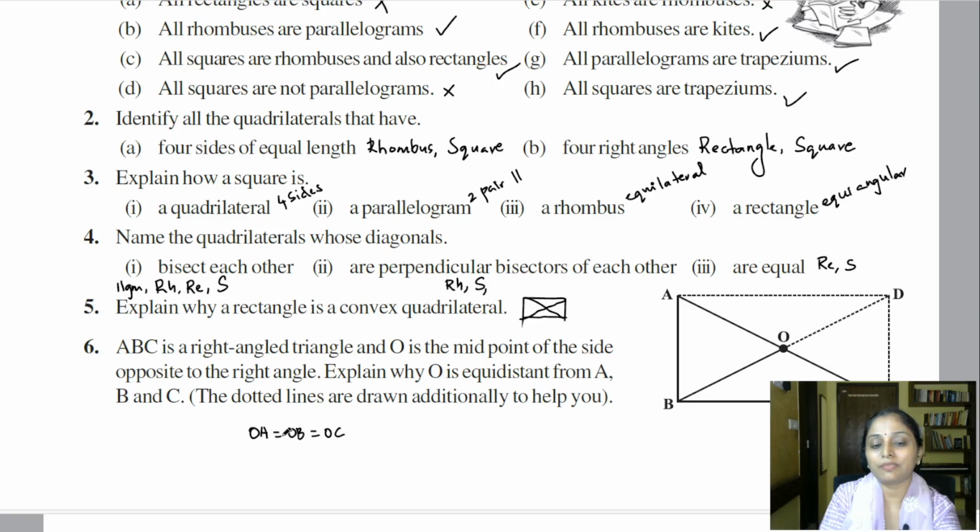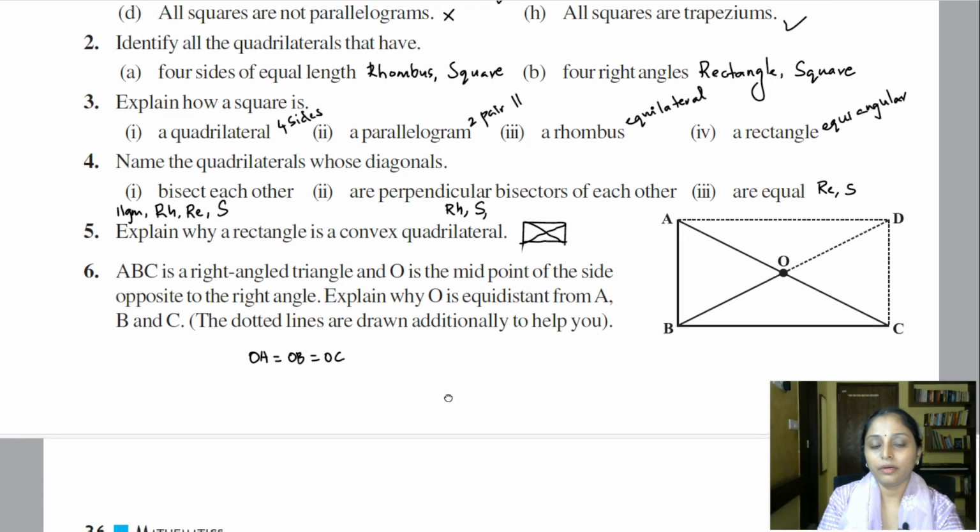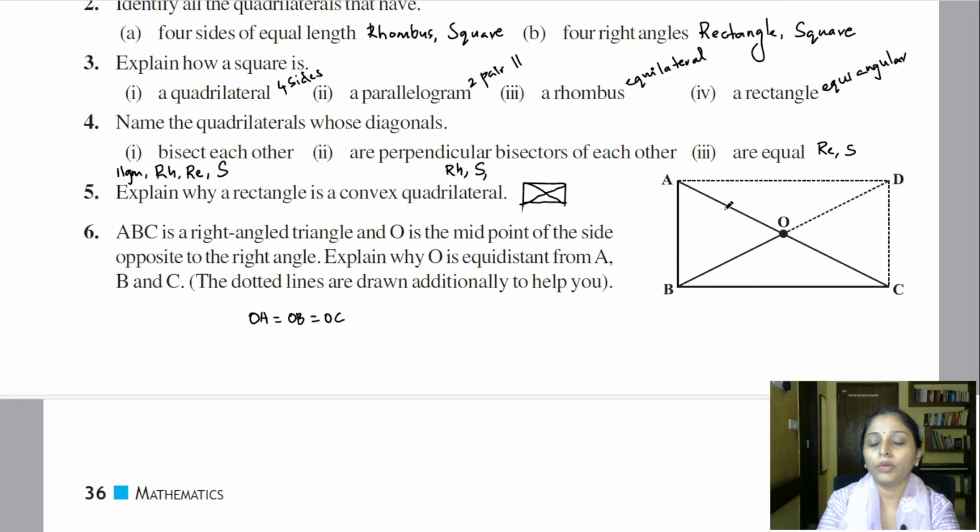And they want us to explain why, or prove why, it is equal. Okay. Now here, they have given a hint. You can extend AD and CD so that AD is parallel to BC and CD is parallel to BA, and you will get a rectangle. Now ABCD is a rectangle.